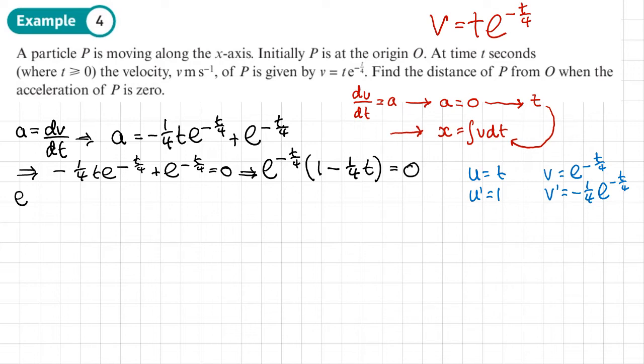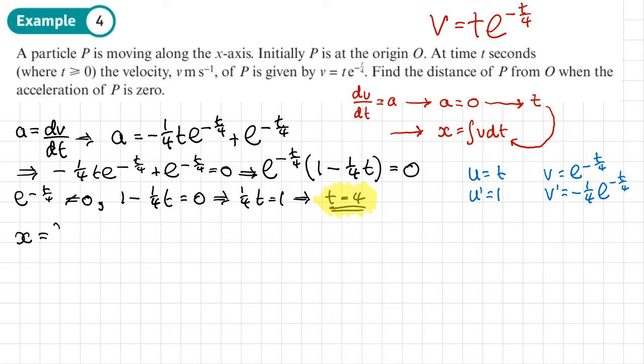Now e^(-t/4) can never be equal to 0, so that doesn't give us a solution. So we look at 1 minus a quarter t equal to 0. So that means that a quarter t is going to be equal to 1, which means that t is equal to 4. So this t equals 4 represents the time when the acceleration is 0. Now we'll set this aside for the second bit, so I'll just highlight this in yellow because we'll need this for the next part.